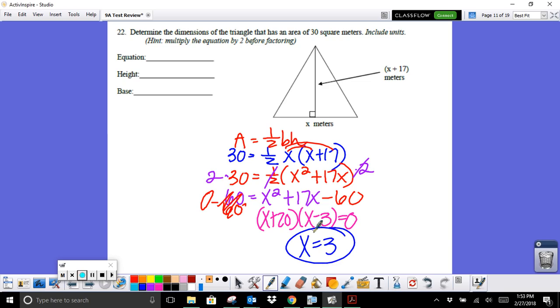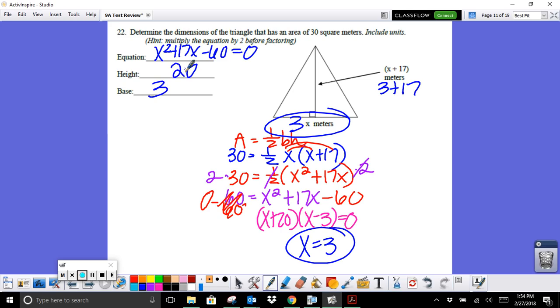So when it asks for the equation, my equation is x squared plus 17x minus 60 equals 0. We just found x was 3, which, if you look at the picture, is my base. So that's 3. And our height is x plus 17, so that's 3 plus 17, which is 20. You can check these very easily. Plug it back into the formula. 20 times 3 is 60, divided by 2 is 30.